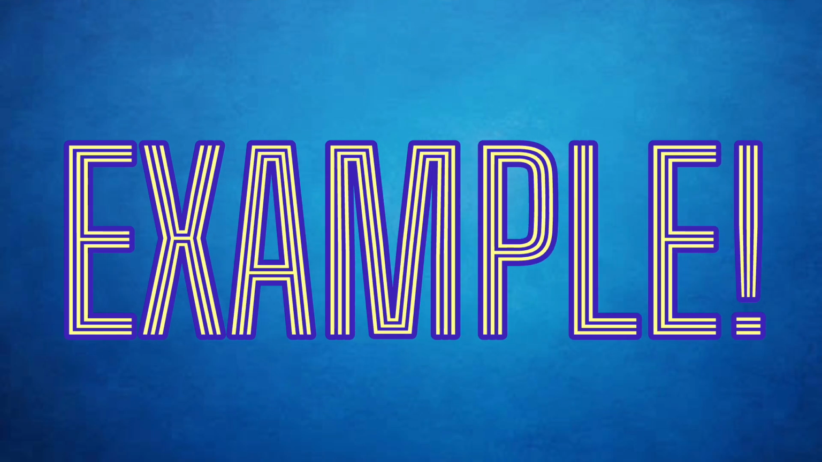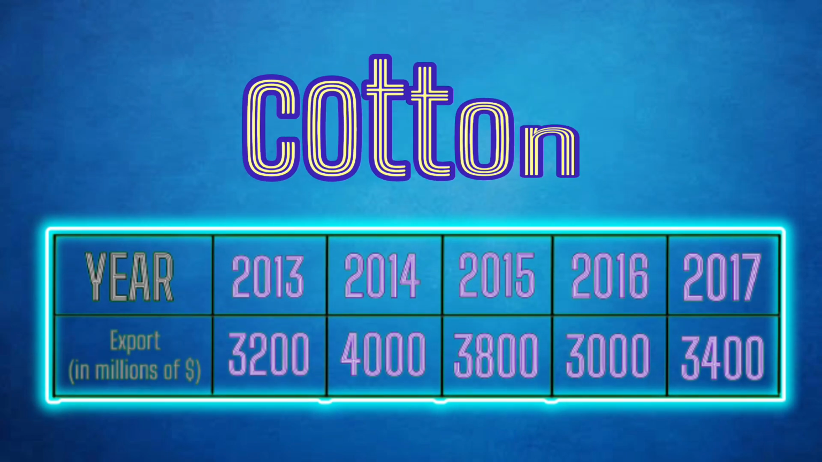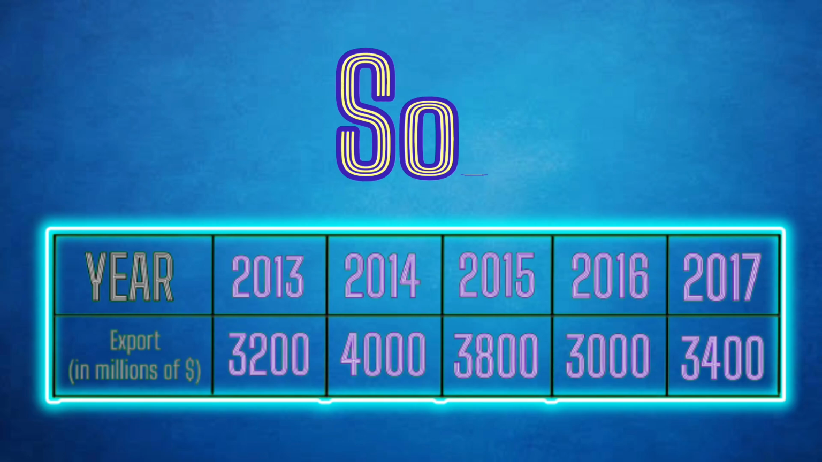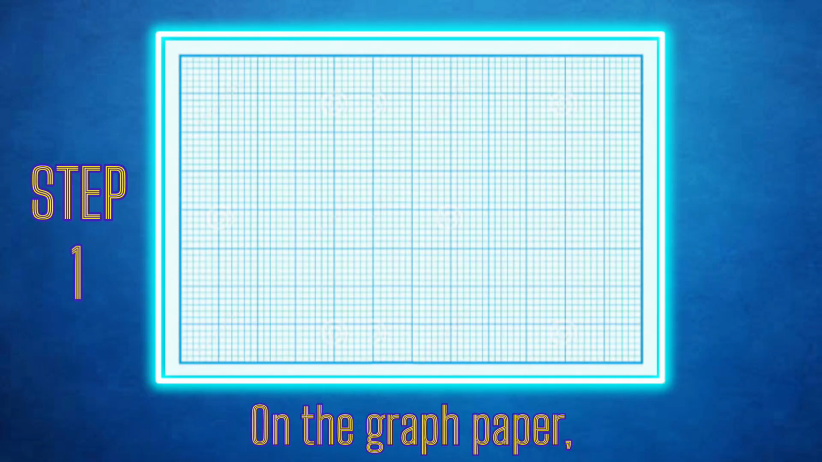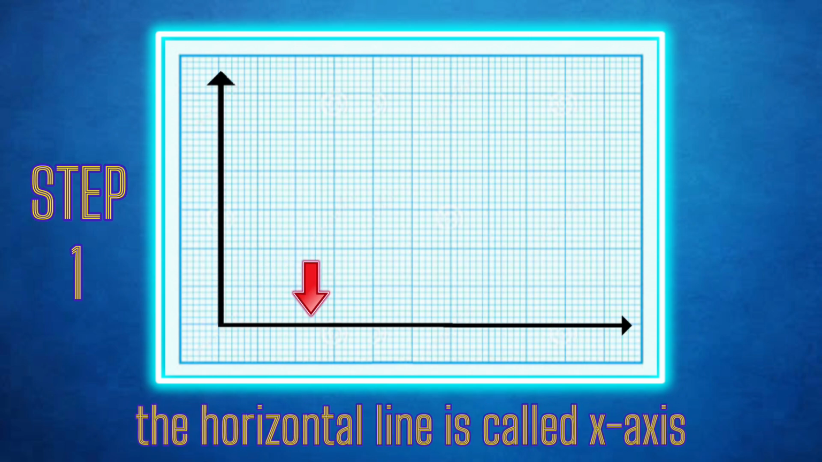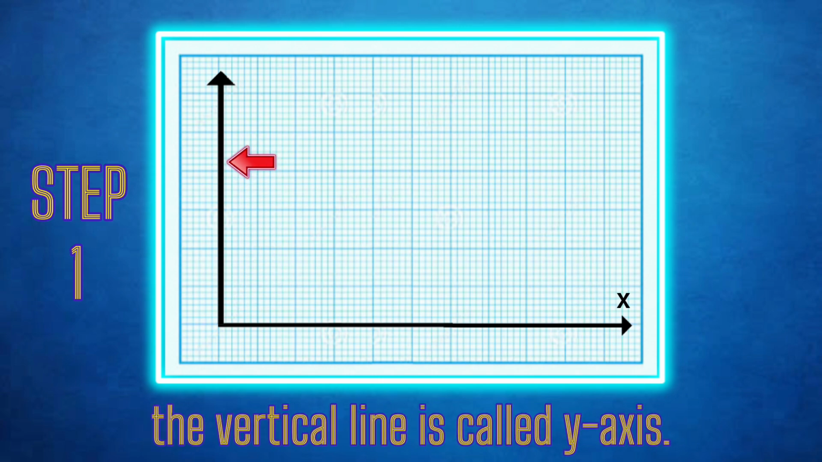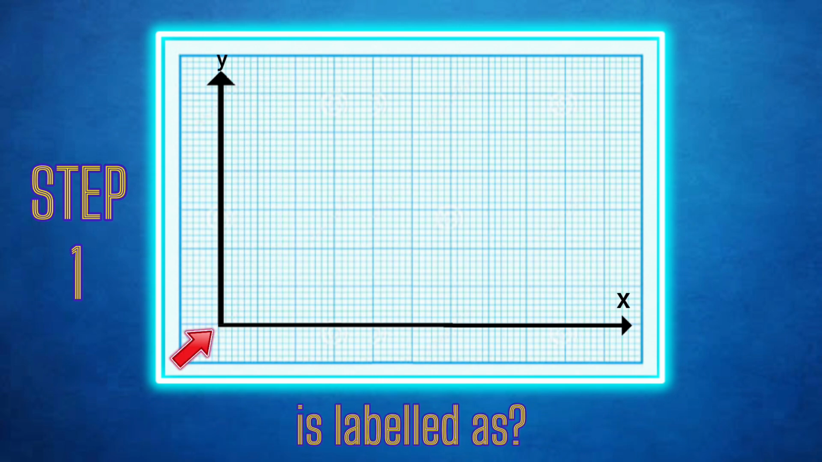Let's have another example. Okay, so the exports of cotton textiles of 5 years are given below. So we must represent the data by a bar graph. Step 1. On the graph paper, draw two perpendicular lines as told earlier in the video. The horizontal line is called the x-axis and the vertical line is called the y-axis. The intersecting point over here is labeled as O.